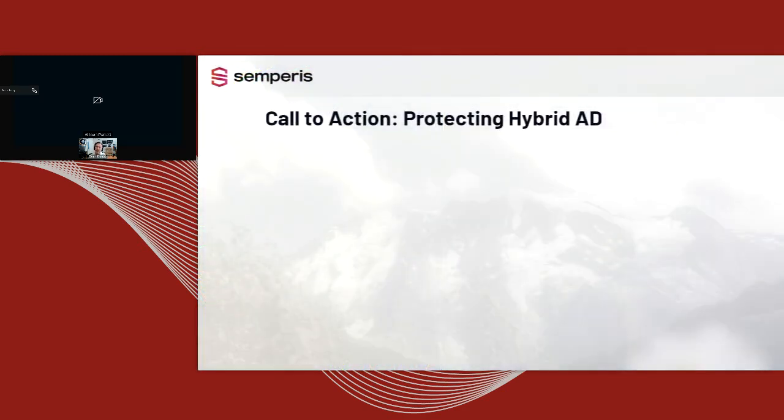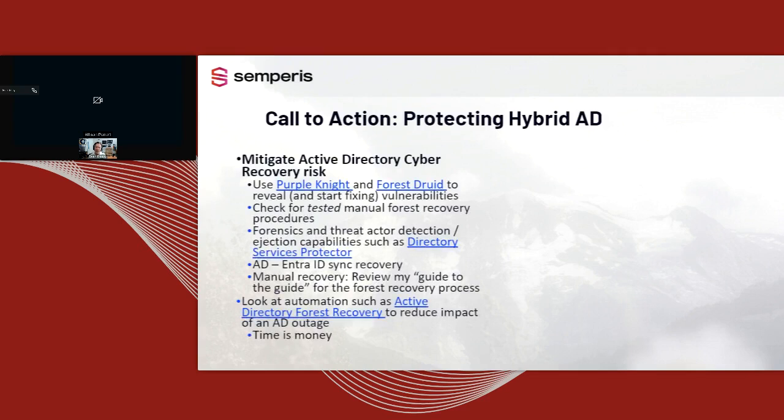So what are some of the things that you need to be doing for protecting your environment? Number one, mitigate the risk to your recovery aspects. Look at Purple Knight and Forest Druid to start fixing your vulnerabilities. Make yourself less of a target. I talked about the forced recovery procedure. Dive into the forced recovery procedure. Go out to the Microsoft site and find it, and you'll see I also mentioned my guide to the guide for the forced recovery process will be coming out in the next few days.